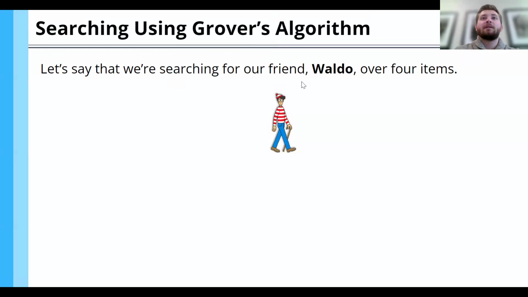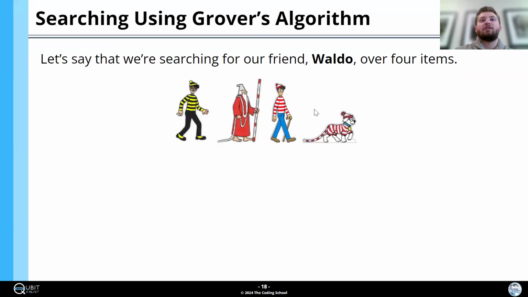Right. So let's say we're searching for our friend Waldo over a group of 4 items. So here we have Waldo. I don't know if anyone remembers playing Where's Waldo growing up. That's him. Right. So we're looking for him over a space of 4 items.